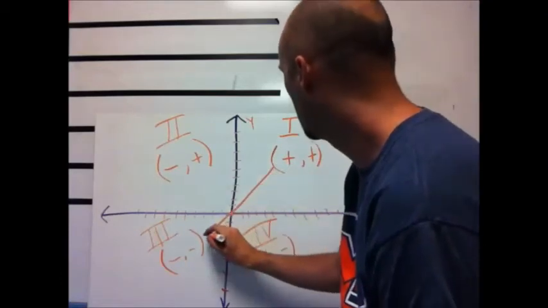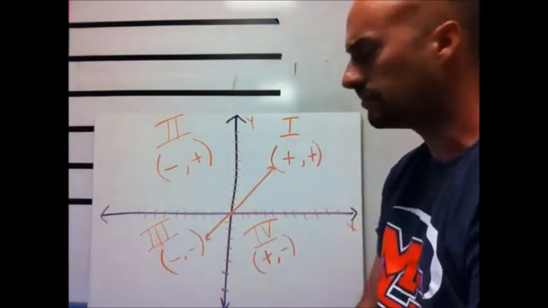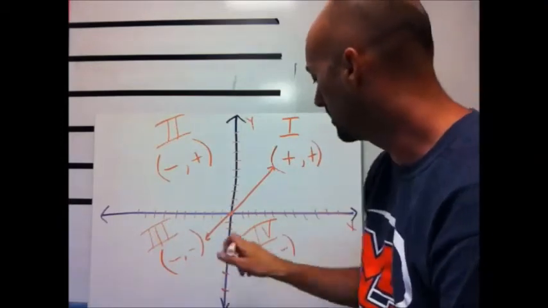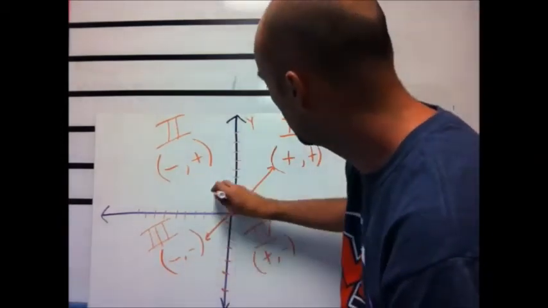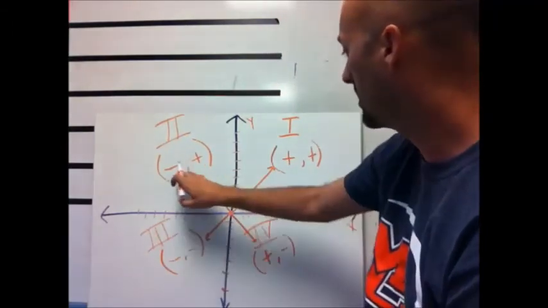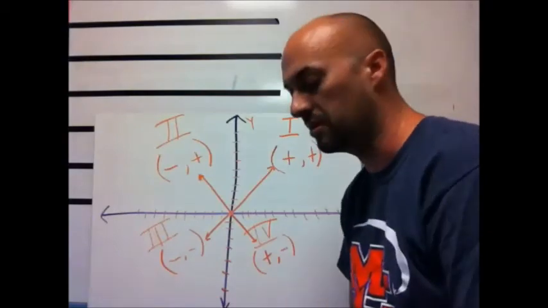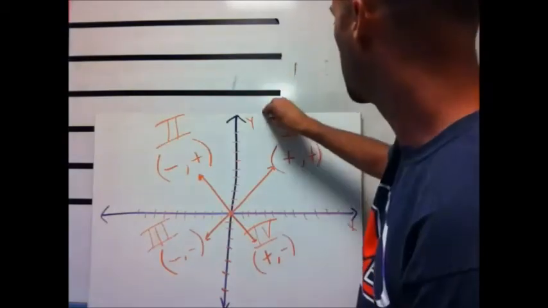If you'll look at what we have here, notice how these two quadrants are opposite of each other. Positive, positive, negative, negative. And then look at these two here. Aren't they the opposite of each other? Negative, positive, positive, negative. Those are reflections of each other, actually. And we'll get to that in just a moment.